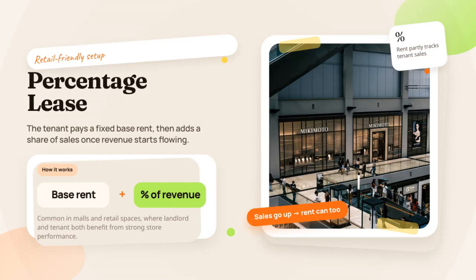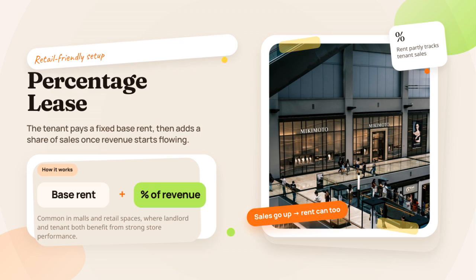Here we see how rent structures can be linked to sales performance, making it a win-win situation for both landlords and tenants. The key idea here is that rent isn't just a fixed number. Instead, the tenant pays a base rent, which provides a steady income for the landlord, plus a percentage of their sales once revenue starts coming in. This means when the store does well and sales go up, the rent can also increase accordingly.